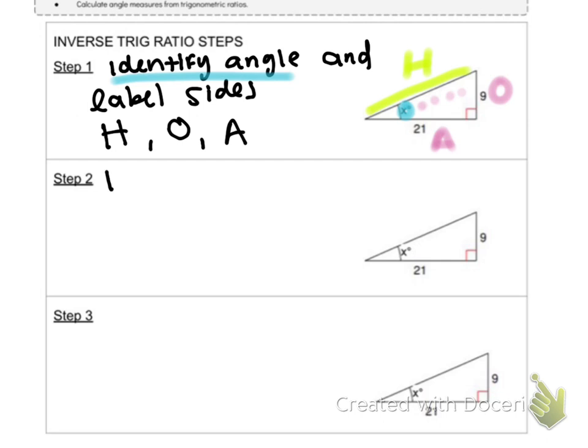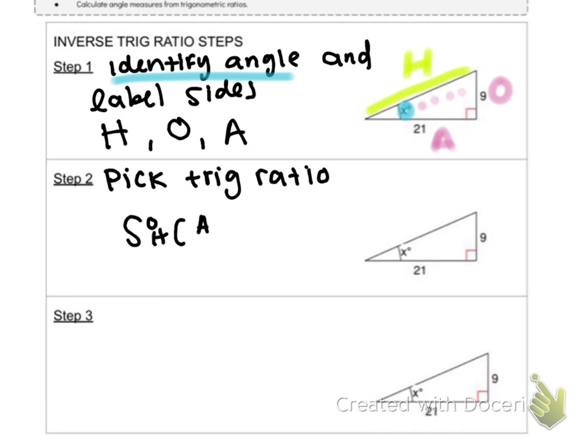Okay? So step number 2 is to pick your trig ratio. Just like before, we have this shorthand: SOH CAH TOA, or Some Old Hobo Caught Another Hobo Taking Out Acid, whichever way you remember it. The two sides that we have are that 9 and 21, which is O and A. So we're going to be using tangent.